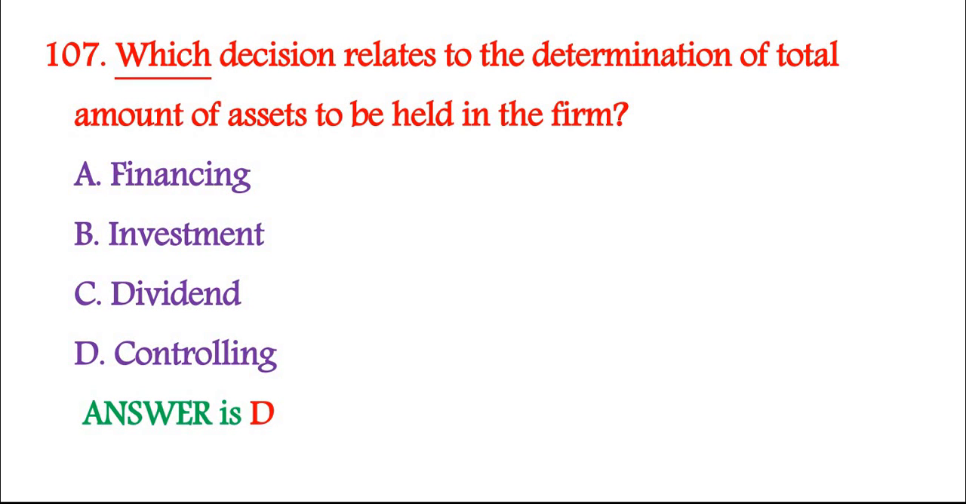107. Which decision relates to the determination of total amount of assets to be held in the firm? A. Financing. B. Investment. C. Dividend. D. Controlling. Answer is D.